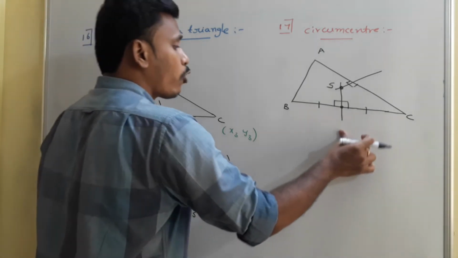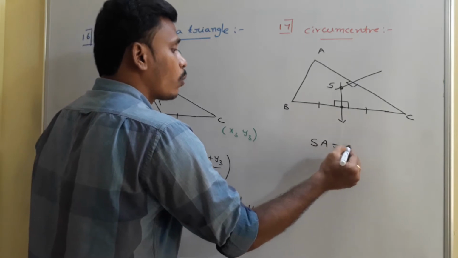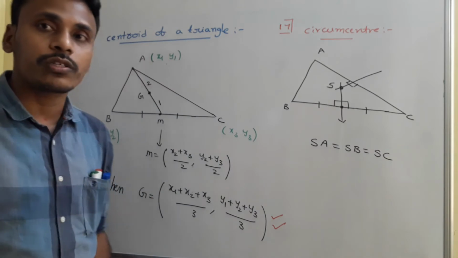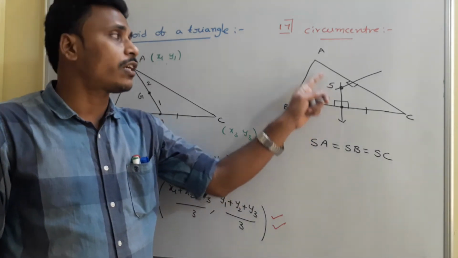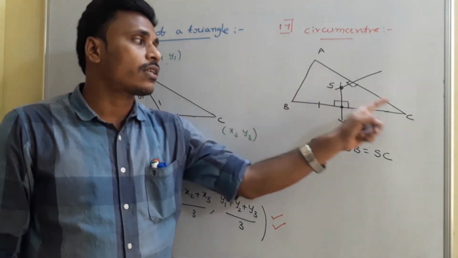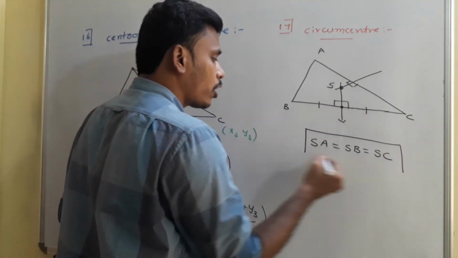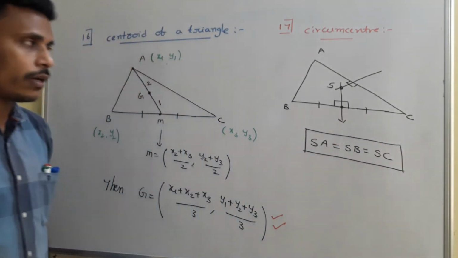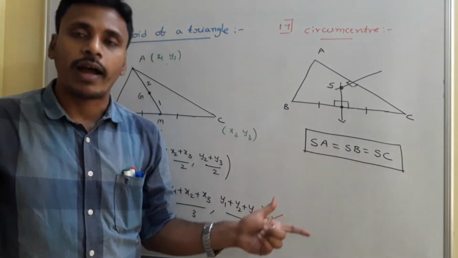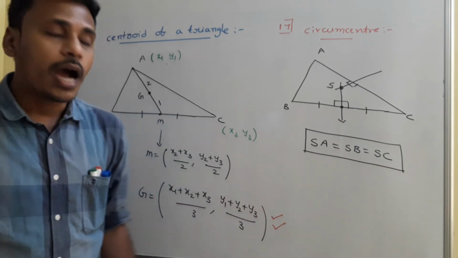The special property related to the circumcenter is that it is equidistant from the three vertices: SA equals SB equals SC. The distance from the circumcenter to A, to B, and to C are all equal. With the help of this property, that the circumcenter is equidistant from all three vertices, we will find the circumcenter of the triangle.